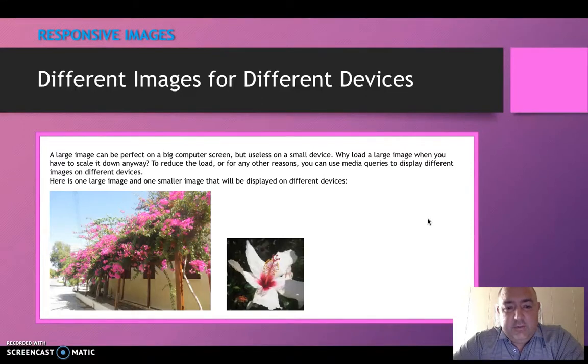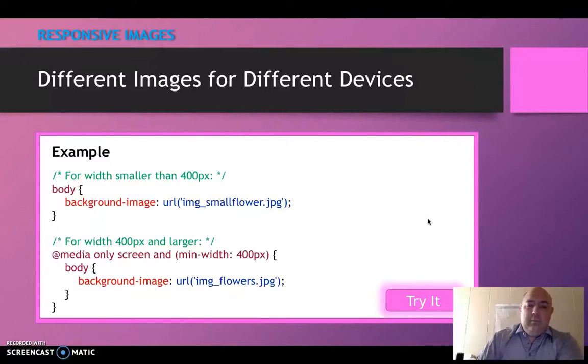To reduce the load or for any of the other reasons, you can use media queries to display different images on different devices. Here's one example of a large image and one example of a small image that will be displayed on different devices. The first one is for width smaller than 400 pixels. You see the media query there. It says media only screen minimum width 400 pixels.